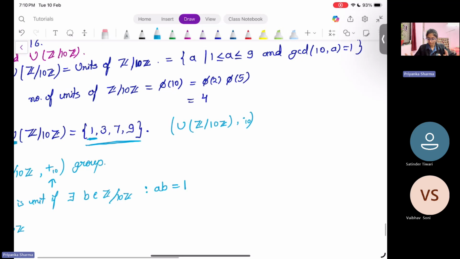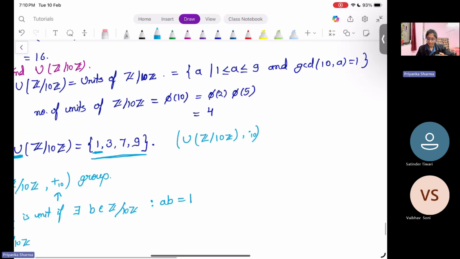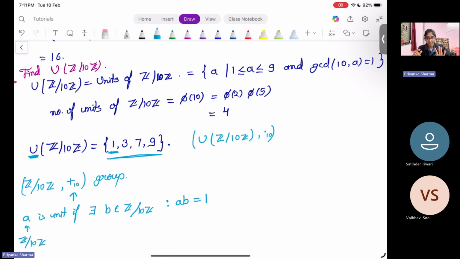So what are the doubts now? In Z over 10Z, we have 10 elements. All have inverses with respect to addition. When you take identity as 0, the additive identity, you will have additive inverses. But does every element have a multiplicative inverse? No. Additive inverse, yes, for each element. But we can have only phi of n elements which have their multiplicative inverse.